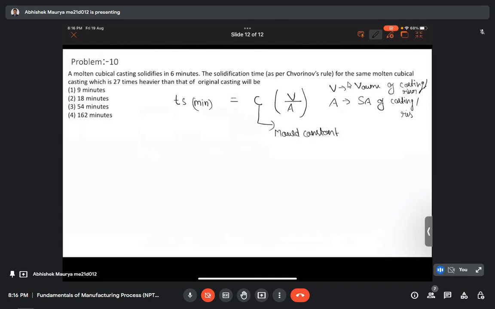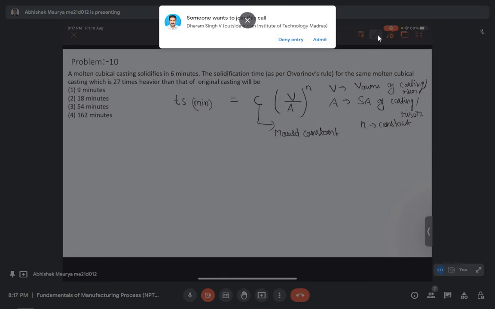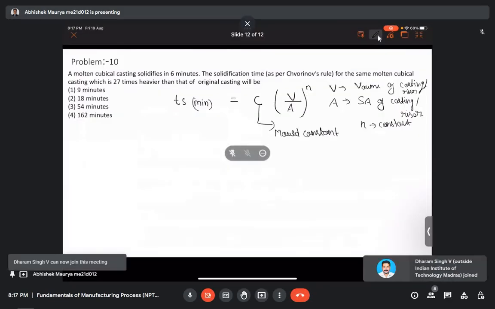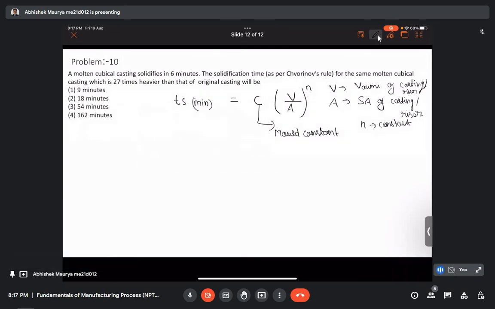So whichever region we are calculating, we will use those values, to the power n. n is another constant. So the mold constant depends on the material properties of the molten material, as well as the conductivity of the mold.